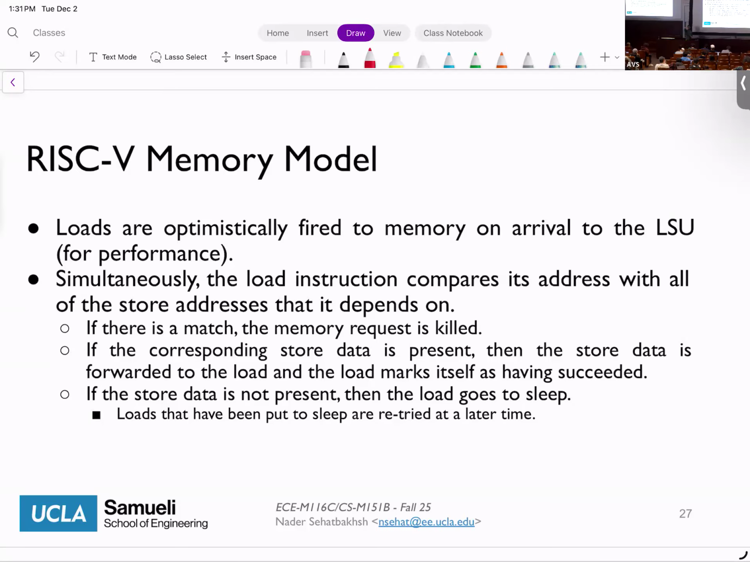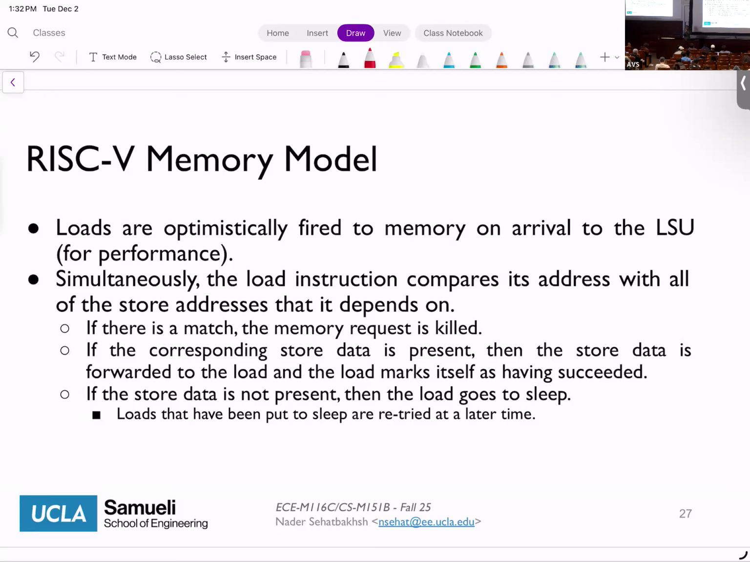What it does, though, is that, as we said again in the class, it compares its address with the stores that it depends on. If it sees that there is an older store before it, then the memory request will be killed because the store needs to happen first, and then the load has to happen, right? Another thing is that if the store value is already present, instead of killing, we forward it, right? So there's no need to kill the request if I already have the store value inside the LSU.